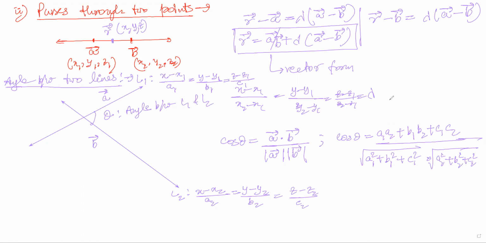So if two lines are perpendicular, then a1 a2 plus b1 b2 plus c1 c2 is equal to 0. And the other case: if theta is 0, basically the lines are parallel or collinear. So in that case, theta would be 0 and cos 0 would be 1. That would only happen if a1 by a2 equals b1 by b2 equals c1 by c2. So basically, both of these DRs have to be proportional.